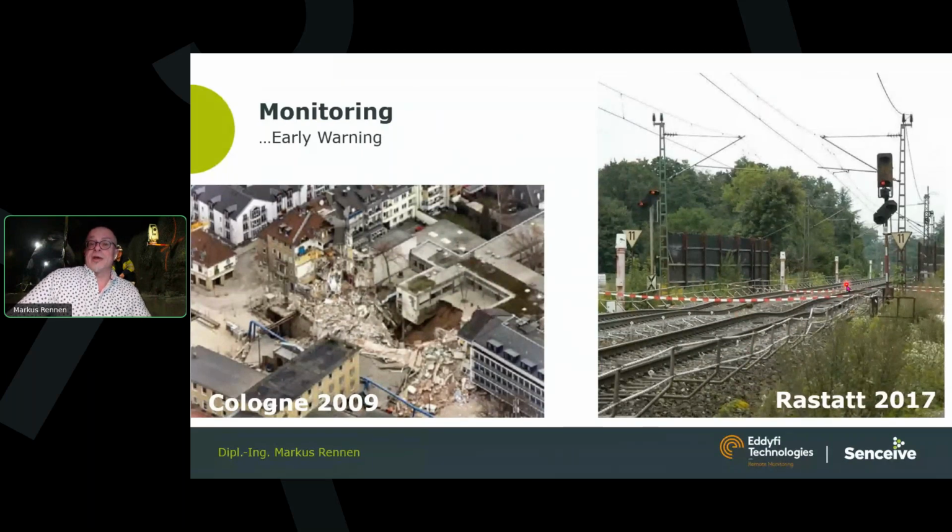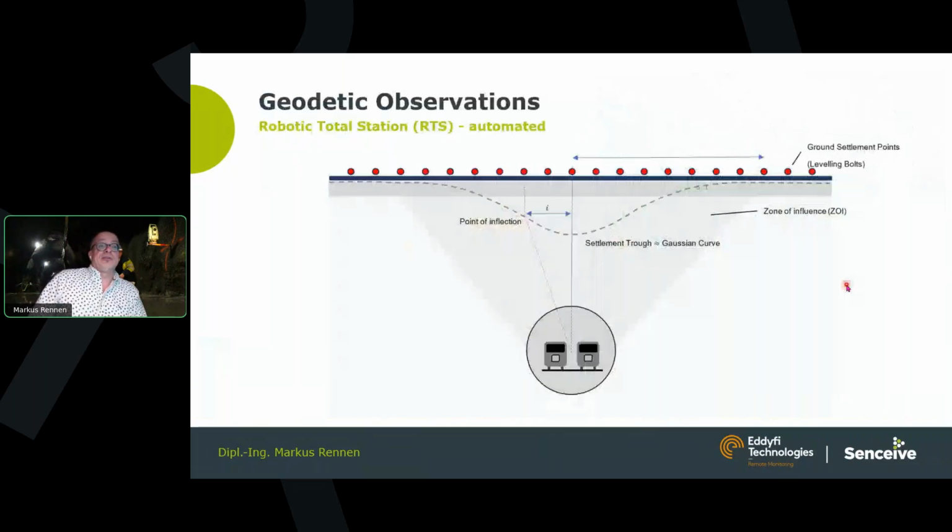As much as it had impact on the infrastructure itself, from the point of monitoring, it was a success in early warning. So basically, we have the situation then, as said, that we can calculate models of the behavior if we know something about the ground, and predict the zone of influence, and then place certain equipment within the zone of influence and extend it towards the outside of the zone of influence for reference purposes.